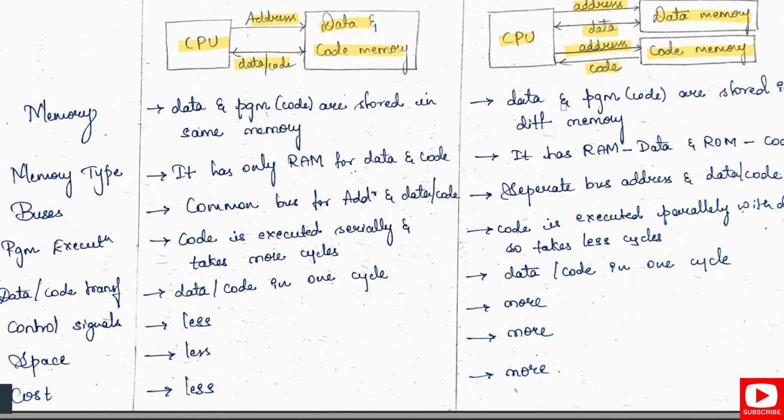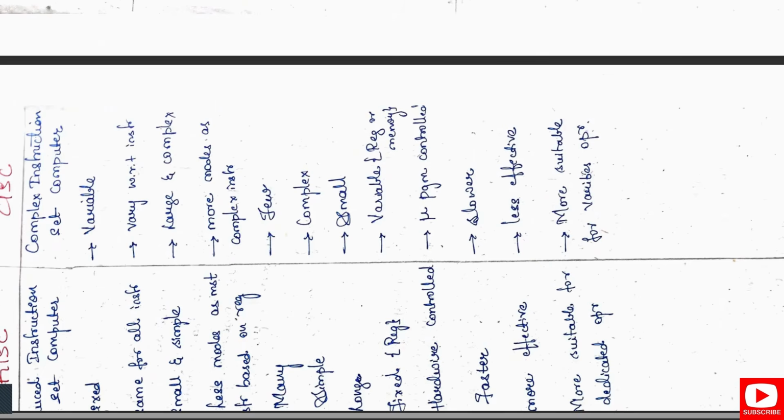Next, control signals are less here, more there. Space is less here, more there, and cost is also less here, more in that. Next comes the difference between RISC and CISC.